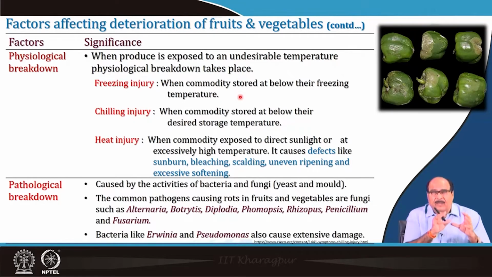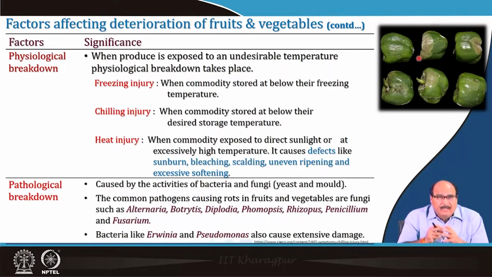Chilling injury, when the commodity is stored below its desired cool storage temperature, may result in different spots, which is a common problem in commodities like banana. Then heat injuries, when the commodity is exposed to direct sunlight or excessively high temperature, cause defects like sunburn, bleaching, scalding, uneven ripening, excessive softening etc., which you can see even in this paper.